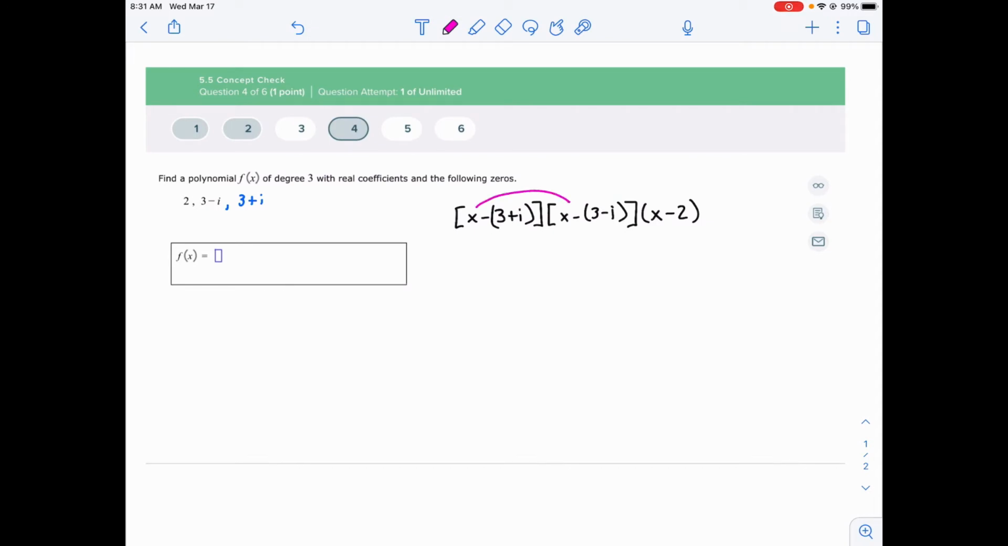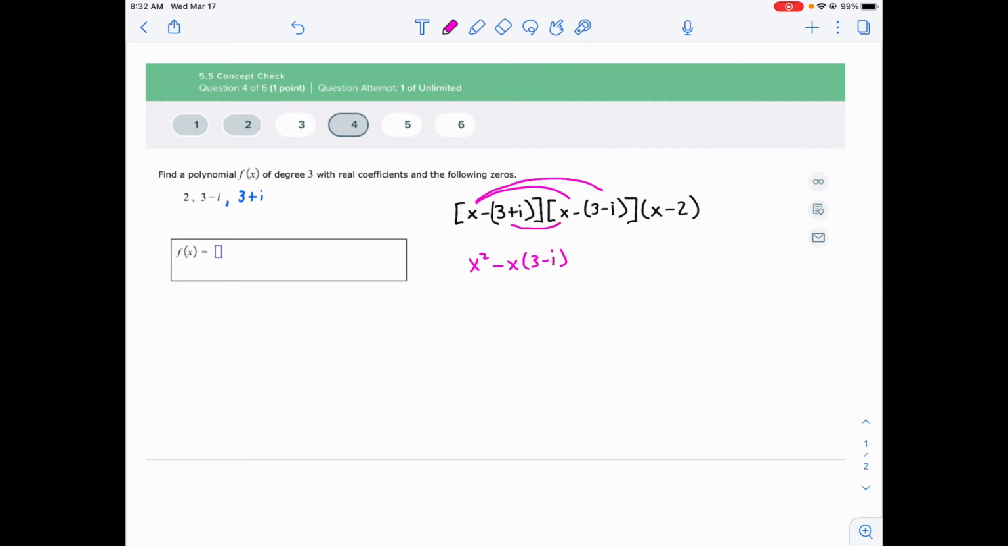So first times first is x squared. Then we've got outer, and I'm going to leave this as kind of a setup problem. So x times negative quantity 3 minus i would be negative x times 3 minus i. I'll distribute that in the next step. And I've got the inside. Same thing here, except 3 plus i.